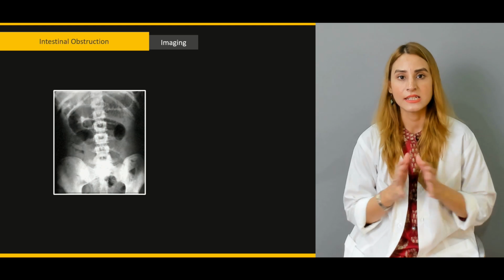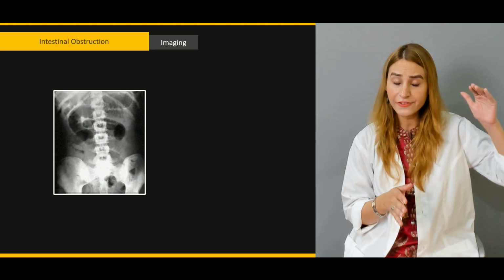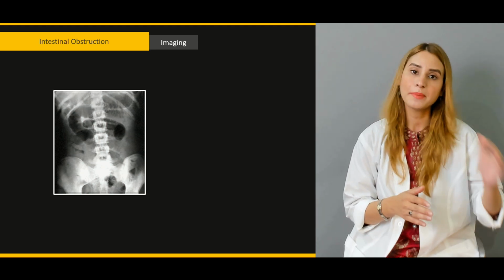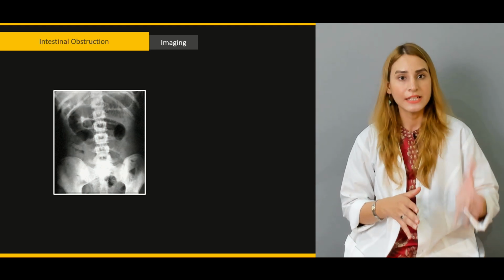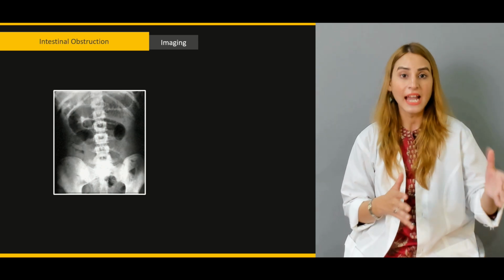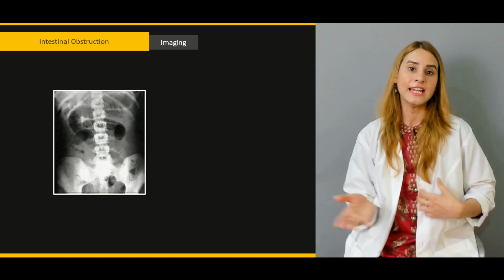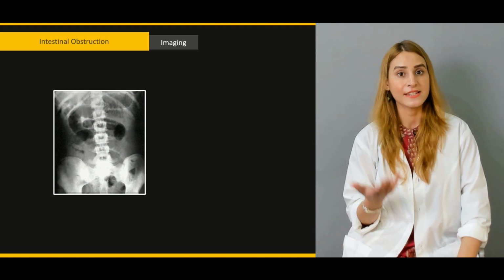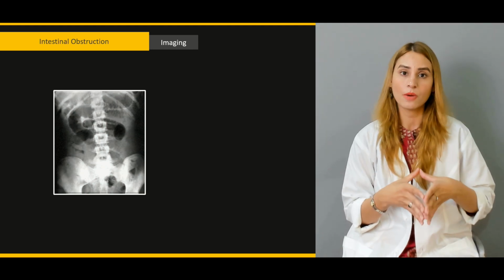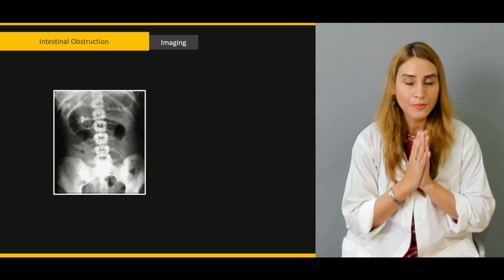So far we have discussed the different types of obstruction. We talk about dynamic obstruction and adynamic obstruction. Dynamic obstructions are the mechanical obstructions, and in case of adynamic obstruction, there is no mechanical obstruction, but the peristalsis is absent. But in case of dynamic obstruction, the peristalsis is present.